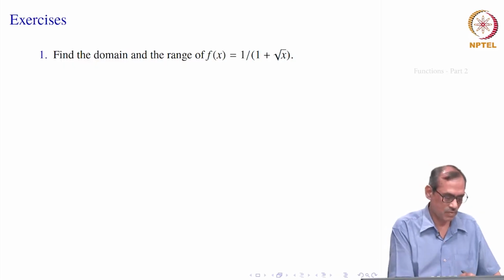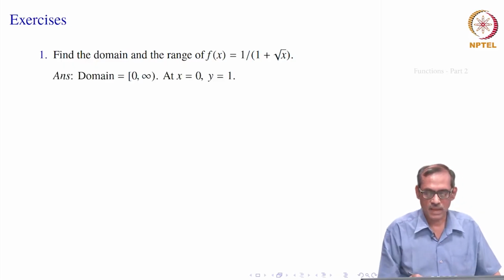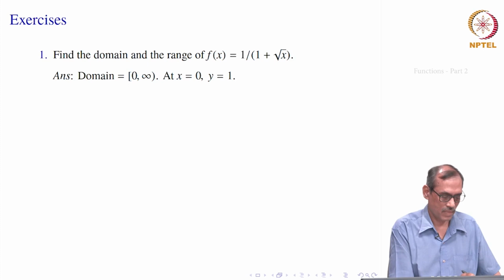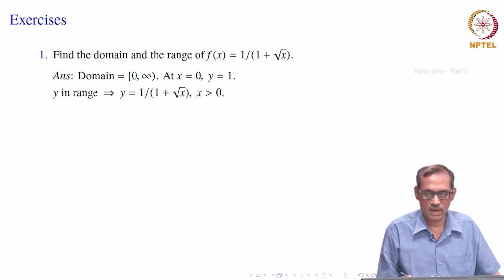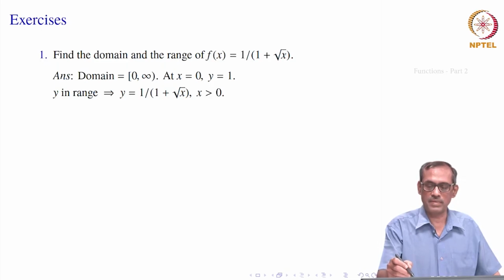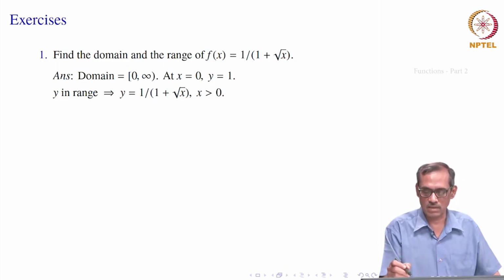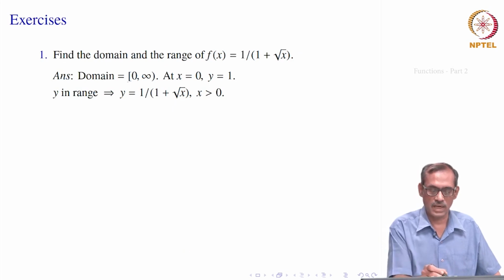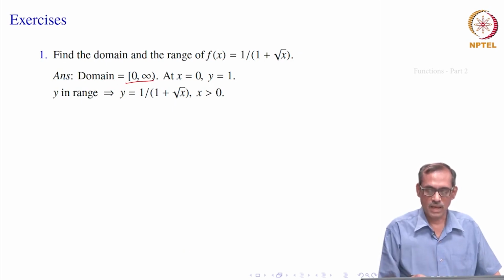First thing we should find out is where it is not defined. It is not defined when root x equals minus 1, but root x cannot be minus 1, can it? Because a root by definition has to be non-negative. So, that is ruled out. But once root x is there, this x has to be non-negative. That is exactly the domain. So, domain equals non-negative real numbers here, and at x equal to 0 we also get y equal to 1.